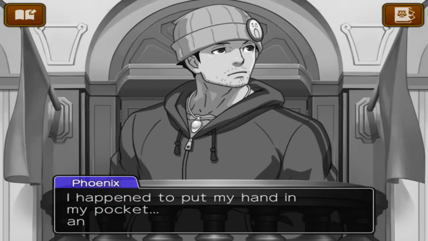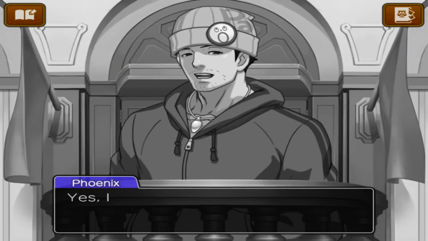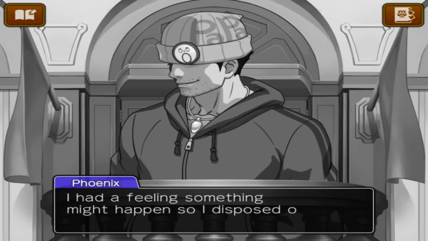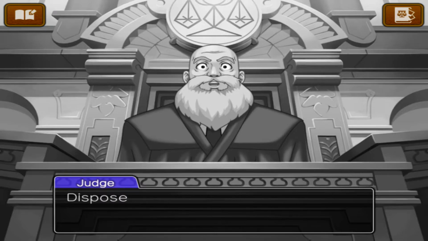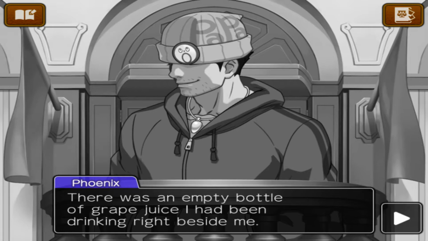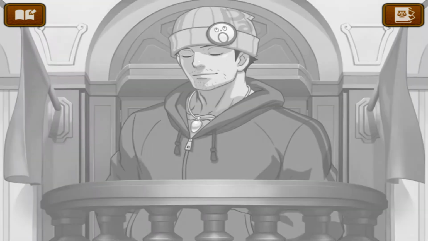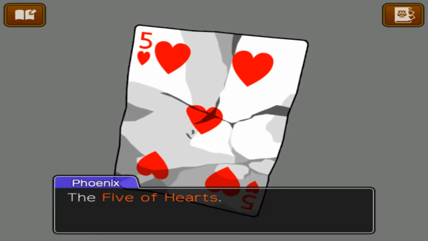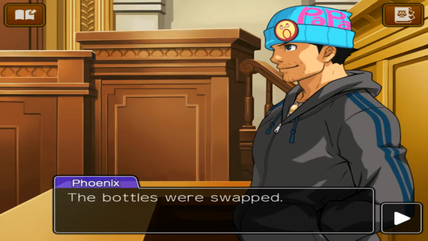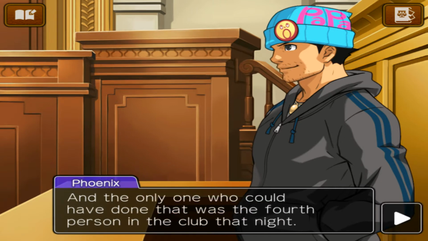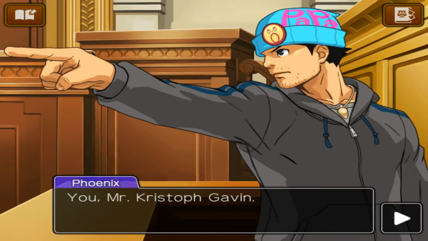I happened to put my hand in my pocket and found a card. Yes, I snuck a peek at it and found it was the Five of Hearts. I had a feeling something might happen, so I disposed of the card. Before the game. Disposed? Where? There was an empty bottle of grape juice I had been drinking right beside me. I threw the card inside the bottle. There it is. The Five of Hearts. This is the card. The bottles were swapped. The only one who could have done that was the fourth person in the club that night. You, Mr. Christoph Gavin.